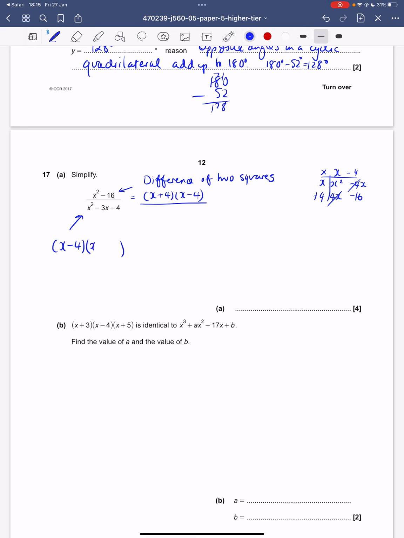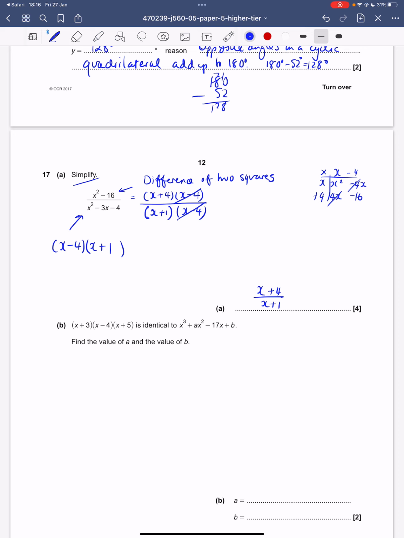So to get x squared, we need an x there. Then we've got minus 4x, and we want minus 3x, so this has to be plus 1x. And then finally, minus 4 times plus 1 is minus 4. So it was right. So it's x plus 1 times x minus 4. They cancel, that's the simplifying part. So it's x plus 4 over x plus 1.